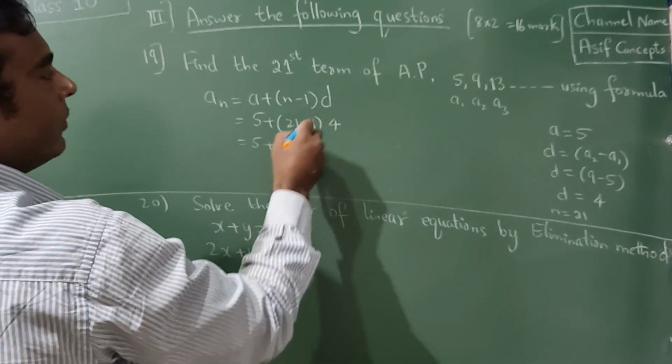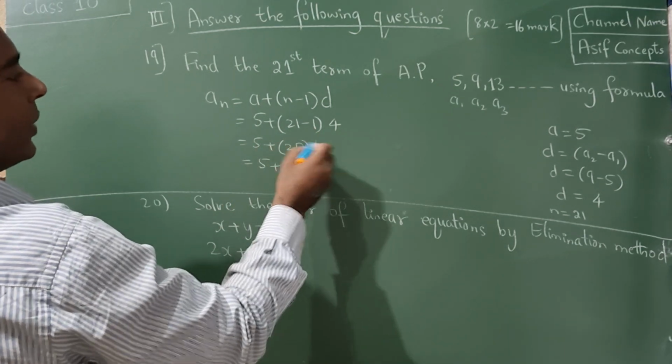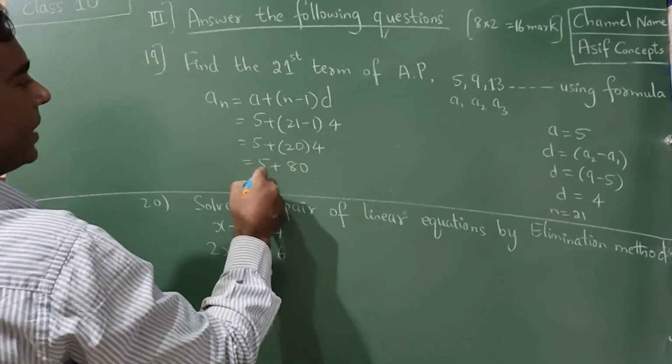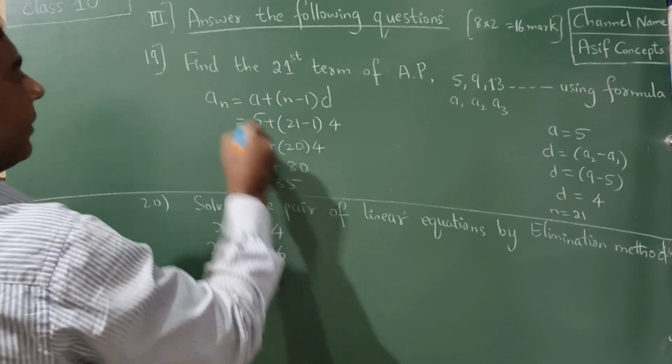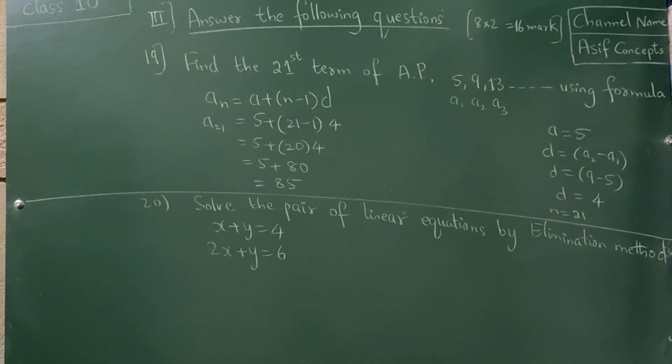5 plus, 21 minus 1 is 20. 5 plus 20 into 4, which is 80. 80 plus 5 is 85. So this is the 21st term of the AP.